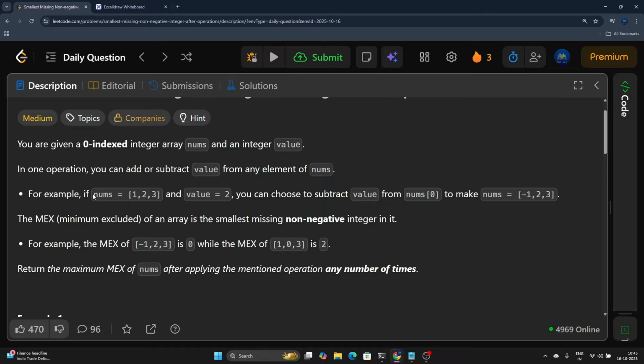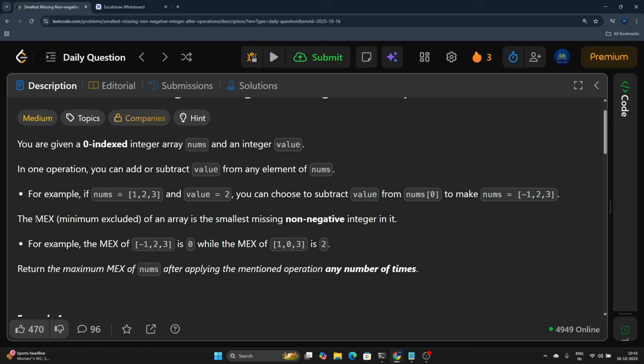For example, if nums is 1 2 3 and the value is 2, you can choose to subtract the value which is 2 from nums of 0 which is 1, and now your array is going to be -1 2 3, because 1 minus 2 will be -1. So 1 is going to be converted to -1. So that's the operation you can perform.